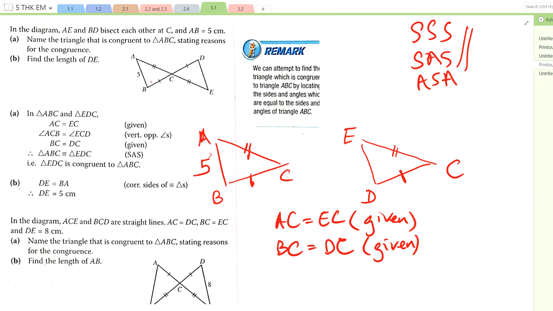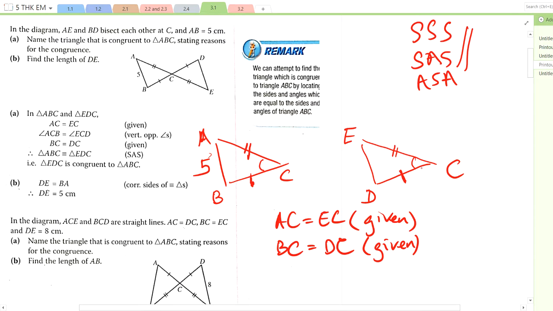SAS, okay? We also know that the angle must be an included angle, right? So which angle must we compare? There's only one that we can compare. Which angle must it be? What is the name? BCA. This angle. We want to prove that this angle is the same as angle ECD. We want to prove that these two angles are the same.